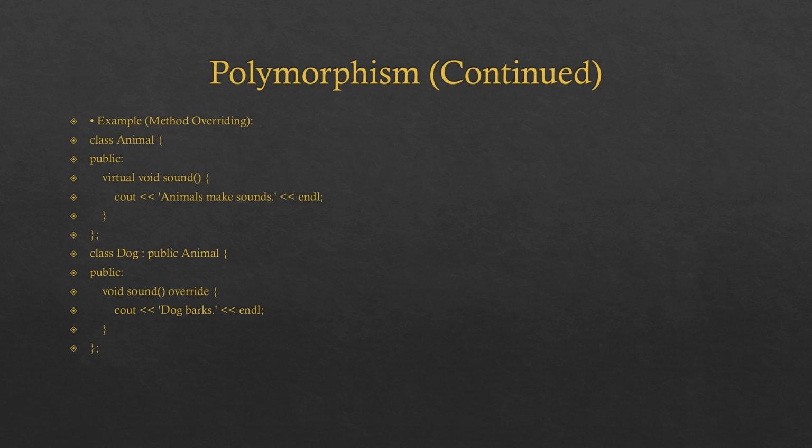Let's focus on method overriding. In our example, we have an animal class with a method sound and a derived class dog that overrides this method to provide its own implementation. This demonstrates how polymorphism allows different behaviors for the same method depending on the object that invokes it.